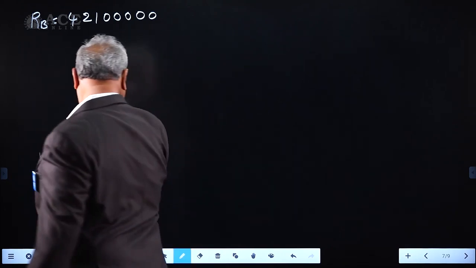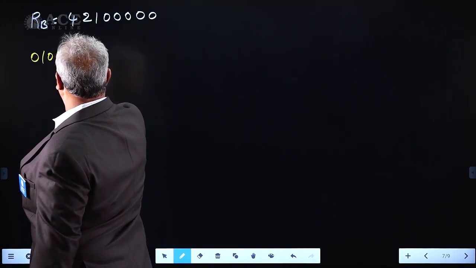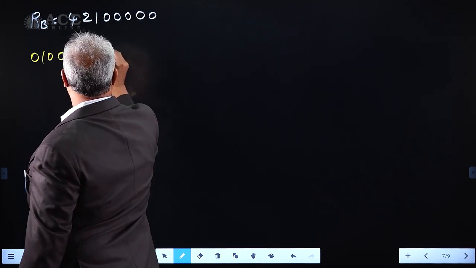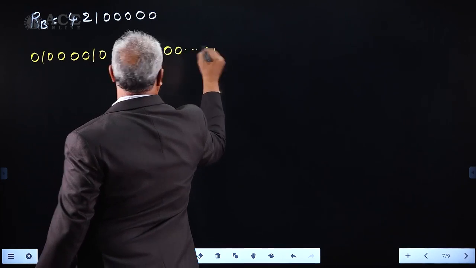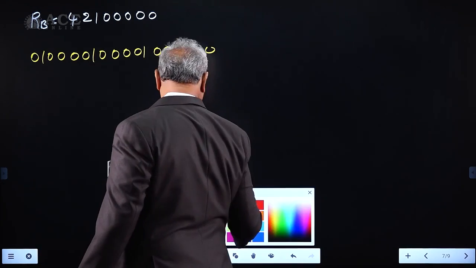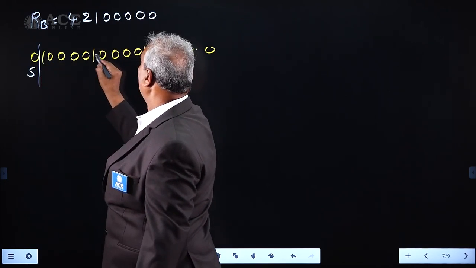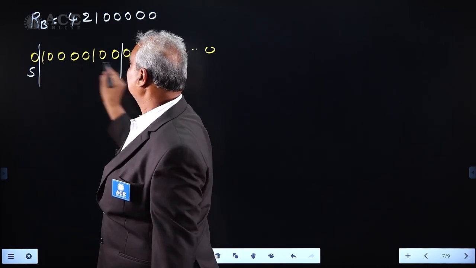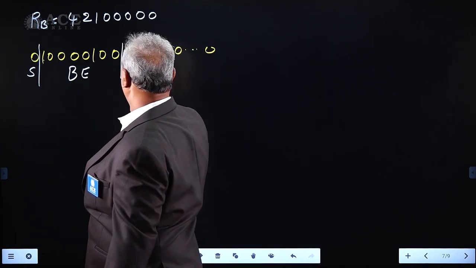Here 4 means 0 1 0 0, 2 means 0 0 1 0, 1 means 0 0 0 1, remaining all are zeros. Now in this, here sign, 1 2 3 4 5 6 7 8. It is nothing but biased exponent. It is nothing but mantissa.